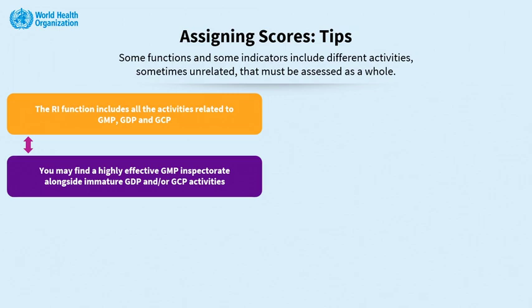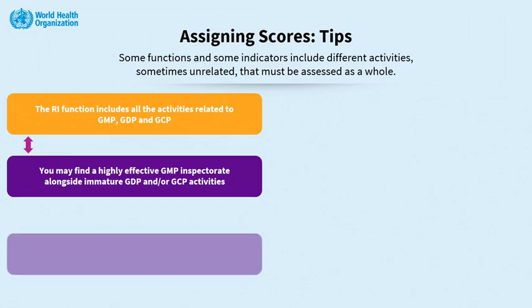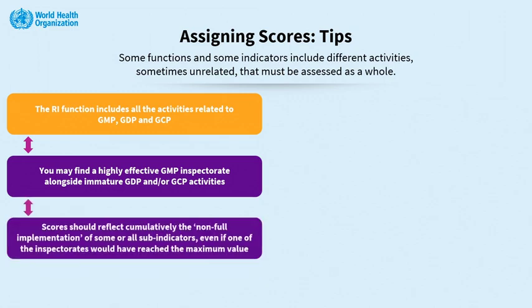In such instances, it would be unfair to evaluate solely based on one aspect. The sub-indicators should be collectively assessed, considering the different components to provide accurate scoring. Scores should reflect the cumulative non-full implementation of sub-indicators, even if one aspect reaches the maximum value.